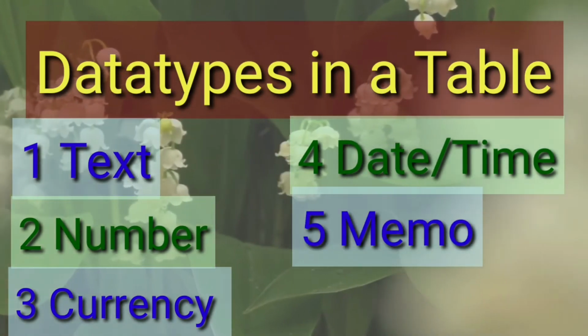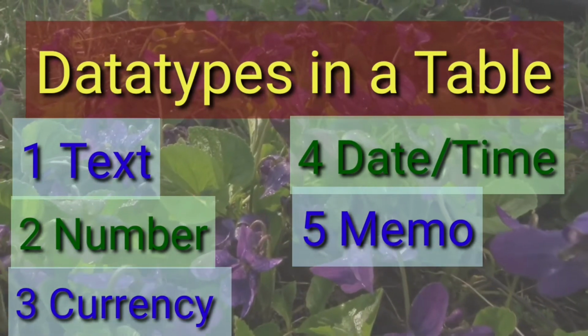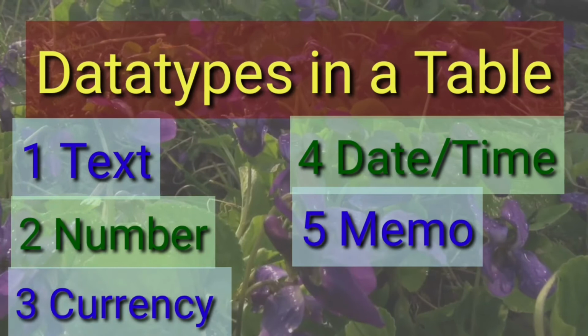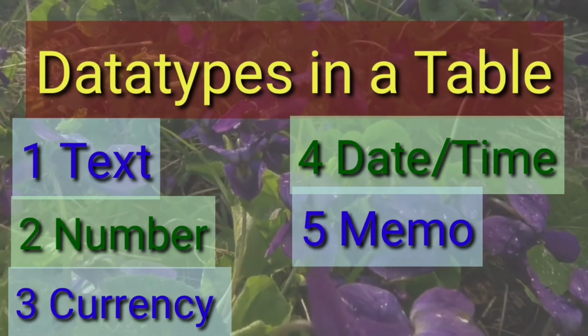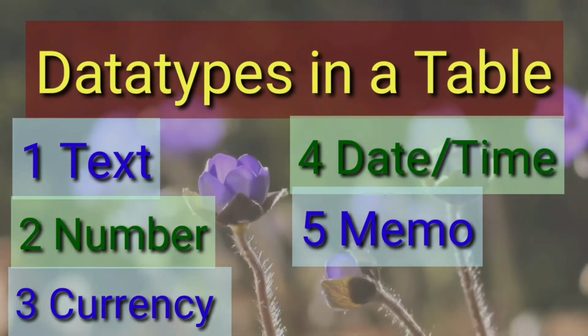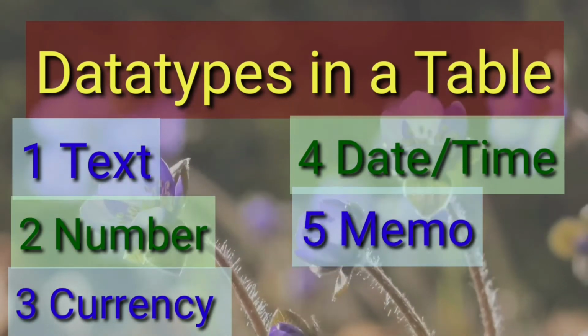Next is memo. The data type memo contains long text with all kinds of data. It is the same as text, but here the limit of 255 characters is not there. So if I need to store longer data, a longer string, I can use the memo data type.